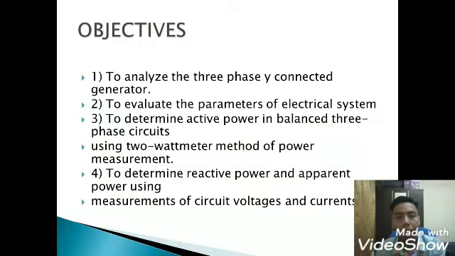Okay, then we go to the objectives. We have 4 objectives. First, we want to analyze the three-phase Y-connected generator. Second, to evaluate the parameters of the electrical system. Third, to determine active power in an imbalanced three-phase circuit using the 2 wattmeter method of power measurement. And lastly, to determine reactive power and apparent power using measurement of circuit voltage and current.